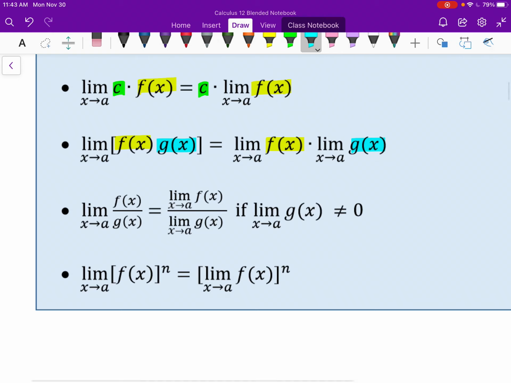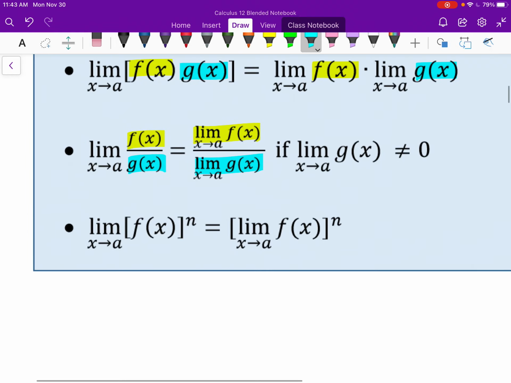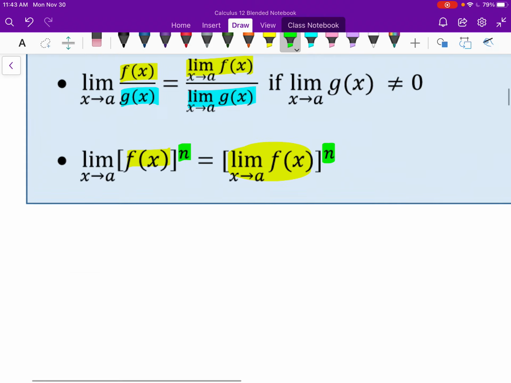Same thing with dividing. If you find the limit of a quotient where you're dividing 2 functions, you can find the limit of the numerator and the denominator separately and then divide those answers, as long as your denominator does not approach 0. If it does, then you're dividing by 0, and you can't determine the limit from that. And lastly, if you have a limit of a function all being raised to some power, you can find the limit of just the function, and then afterwards raise that to the power. All right, so a lot of these are things you'd probably assume would be true anyways. Let's use some of these.